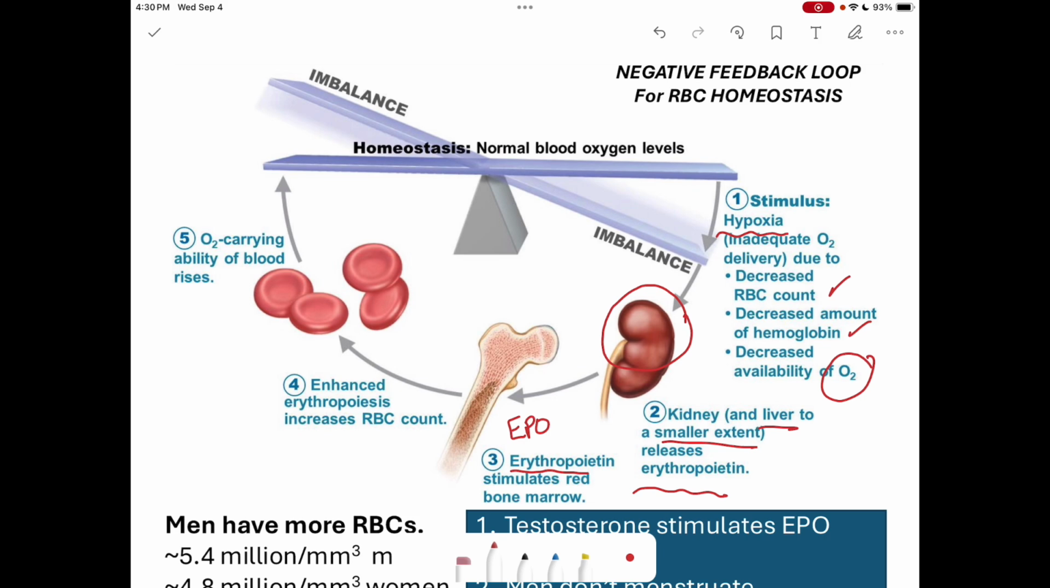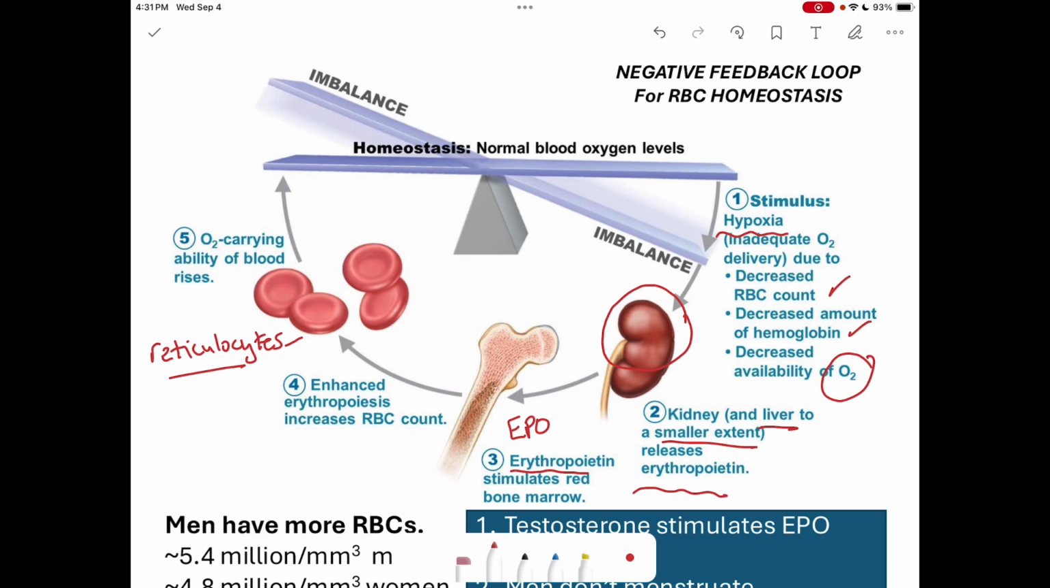Its target is going to be the hematopoietic stem cells in the red bone marrow, and they're going to respond by making more red blood cells. Those red blood cells are going to be released into the blood, and they're initially kind of immature. They're usually released when they're 1 to 2 days out from being completely mature, and those immature red blood cells are called reticulocytes. And in some blood panels, those are also measured.